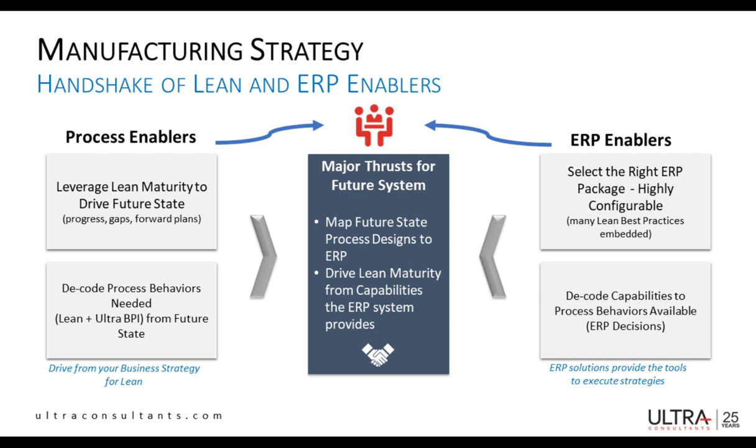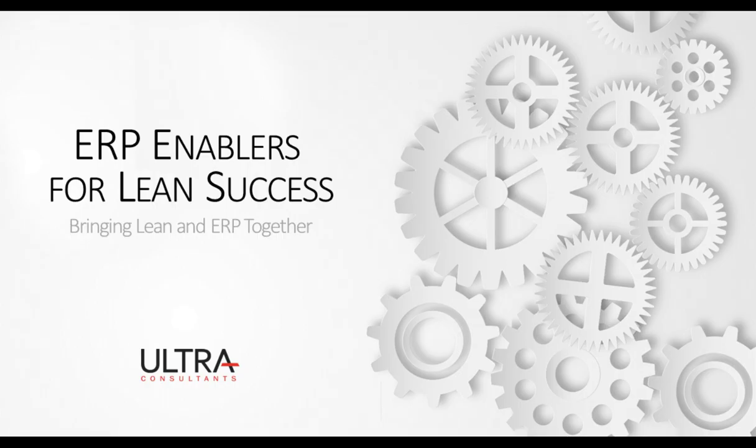And that's the message of this slide, that in order to create your manufacturing strategy, you need to do both. Understand what your processes need to become. That comes from your business strategy. Understand what the ERP package gives you and any capabilities it provides that you can leverage to achieve your process vision. And so in the middle, you have the need for mapping your future state processes and driving Lean maturity, leveraging or springing from an understanding of the capabilities of what the ERP system is providing to you.